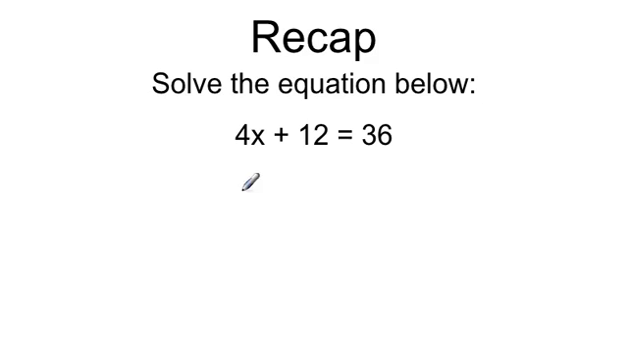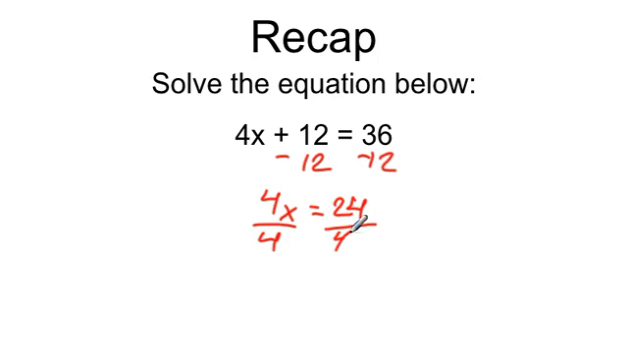So to quickly recap, two-step equation, doesn't matter how complicated it is or what else is going on. Undo any addition or subtraction first. So here to undo the adding 12, I subtract 12, which would leave me with 4x equals 24. And then undo any multiplication or division. Here I'm multiplying by 4. So to undo that, I would divide by 4. These cancel, leaving me with x equals 6. And that would be my solution.